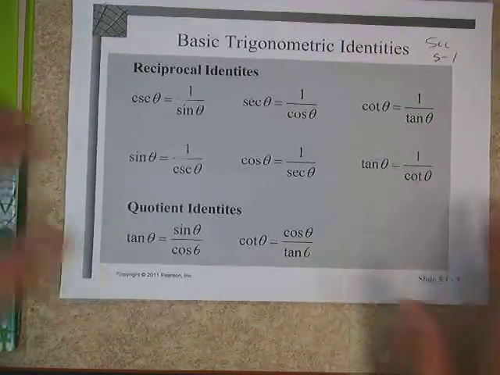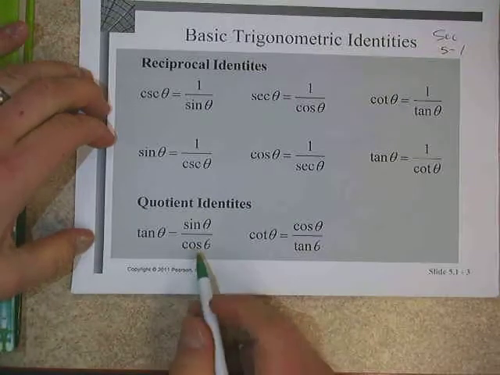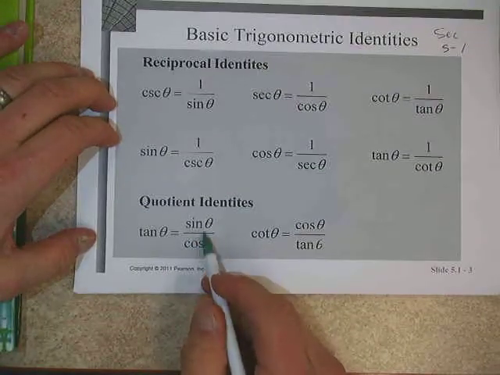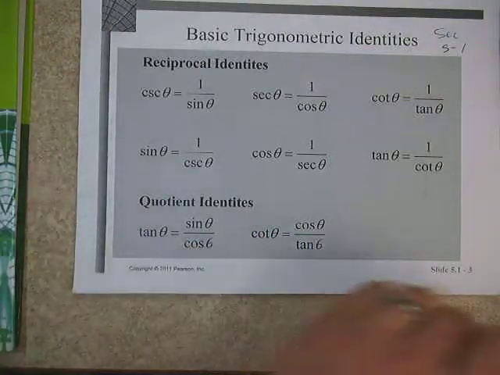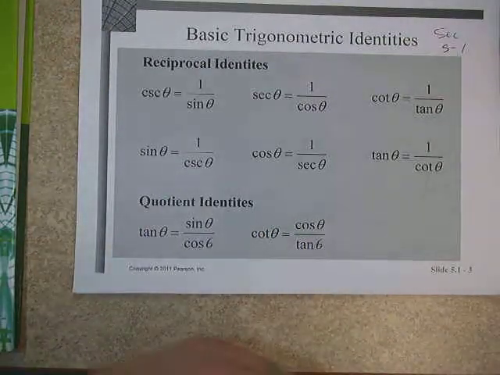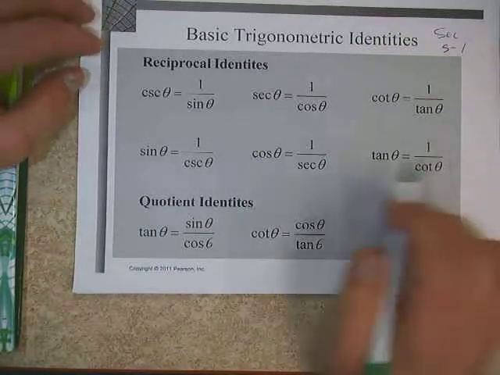Okay, and then also what we've been working with quite a bit in our previous chapter was the fact that the definition of tangent is sine over cosine, cotangent is cosine over sine. So these are our basic trigonometric identities. We can use these anytime we so choose, as we'll see in a minute.